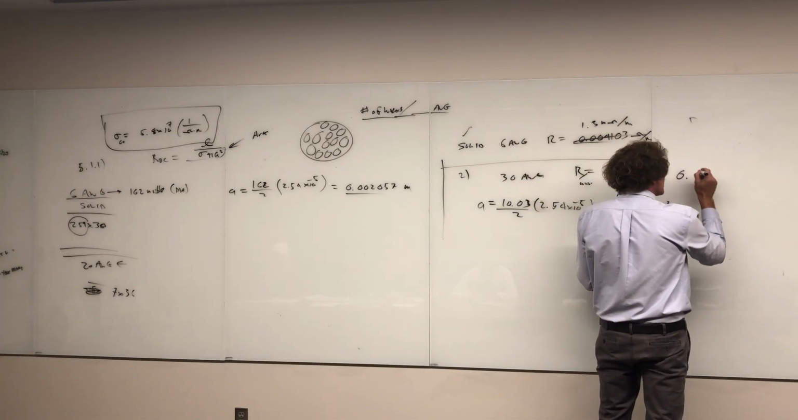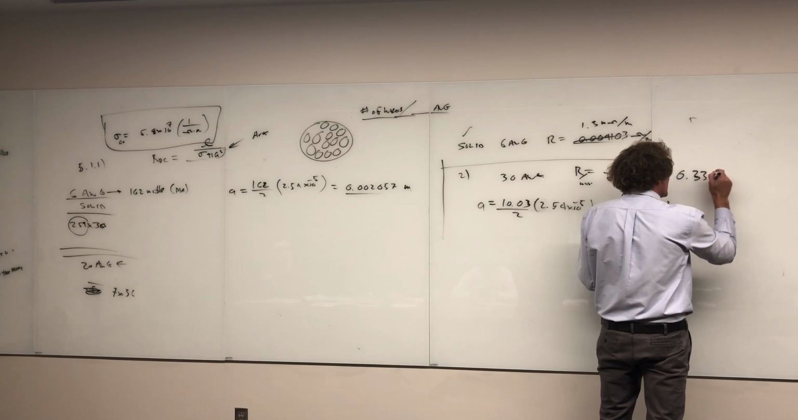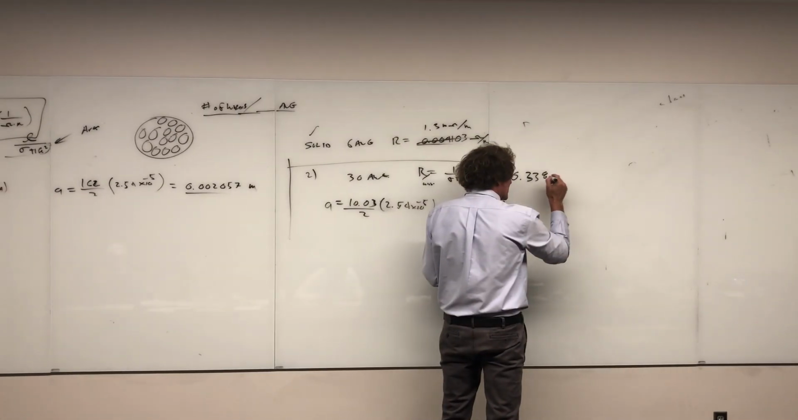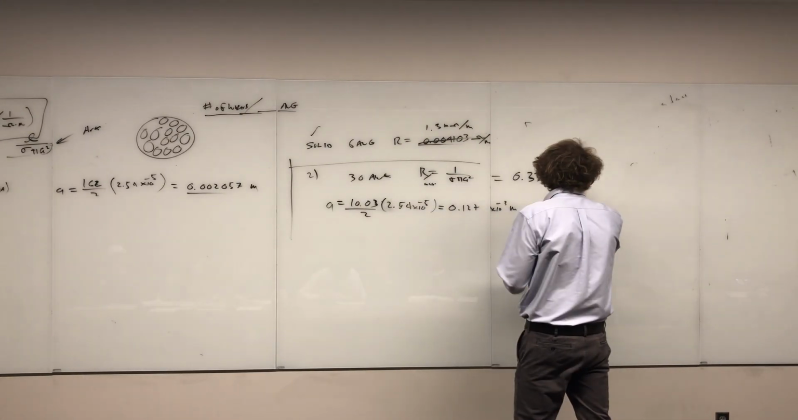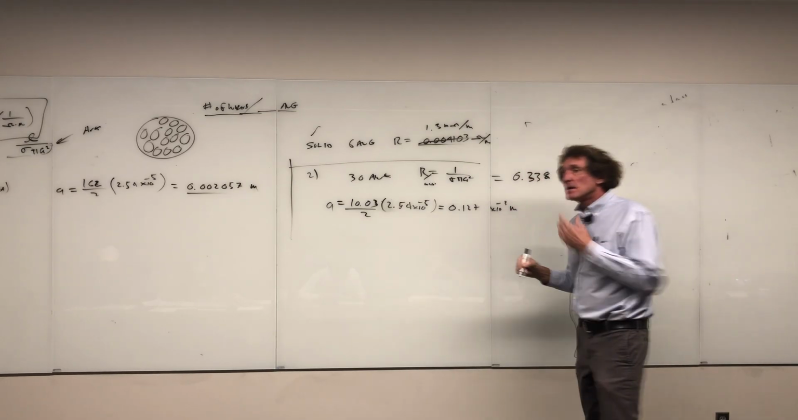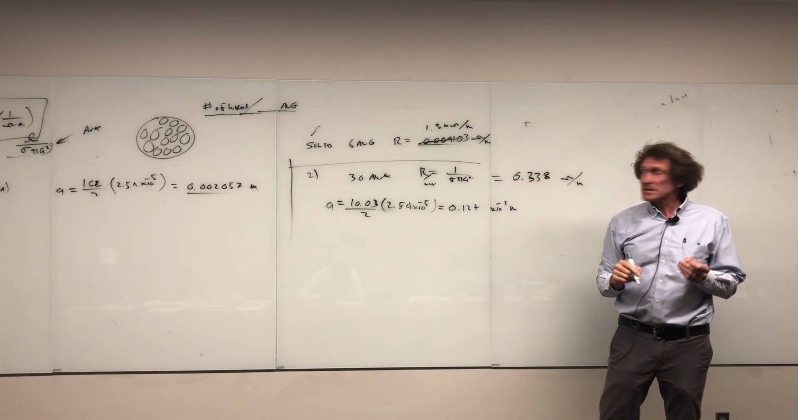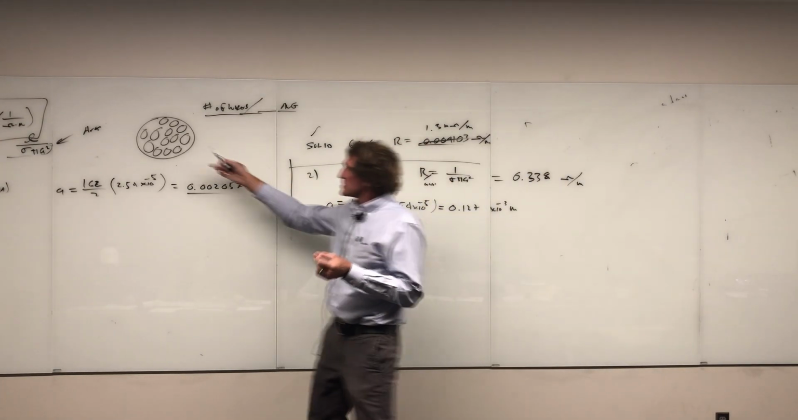Say it again. 2? 3. 3. 8? Yes. Go ahead. All right, and that's going to be ohms per meter, right? Correct? Now listen, we've got the resistance for one of these.